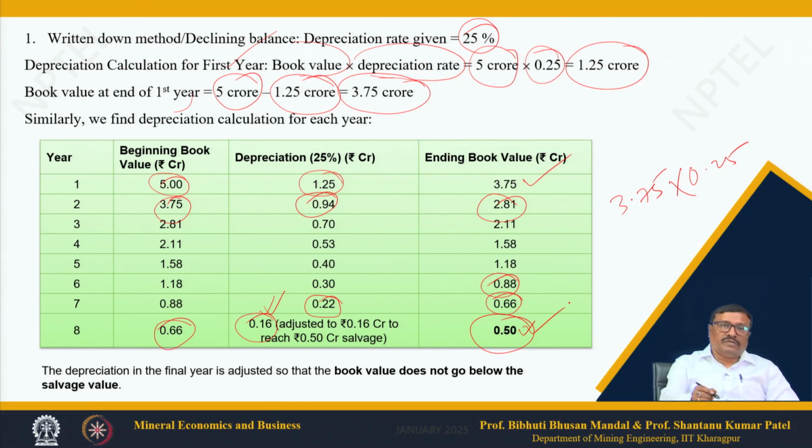So, this is where you can see the beginning book value for every year, then the depreciation for every year, and the ending book value at the end of the financial year. These are the book values of the equipment here.